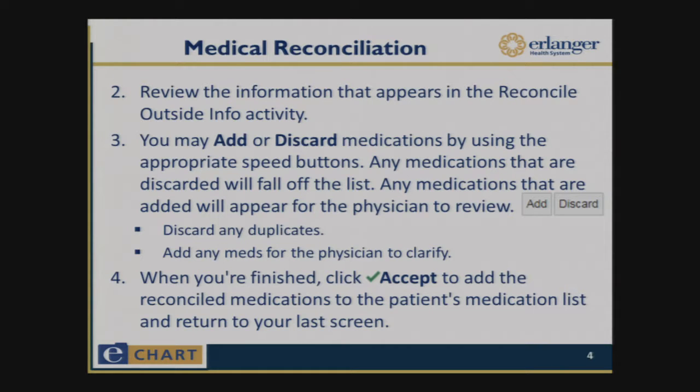When you're finished with that, you will have to click the Accept button. It has the little green check mark next to it, and you're used to clicking Accept a lot within Epic. Epic likes its Accept buttons. So when you're finished, you'll just click that button, and that reconciled medication will go into the patient med list, and you'll go back to that medication review screen.